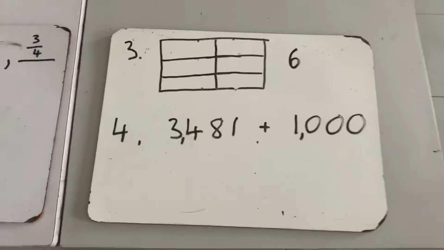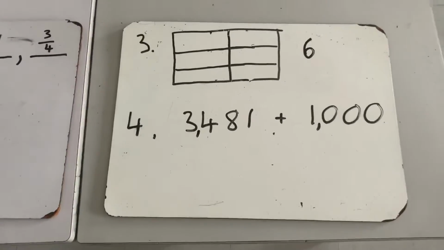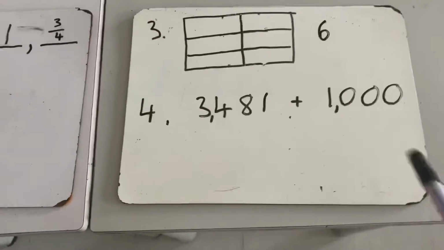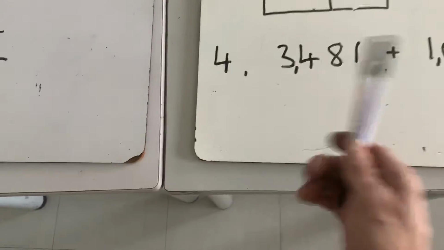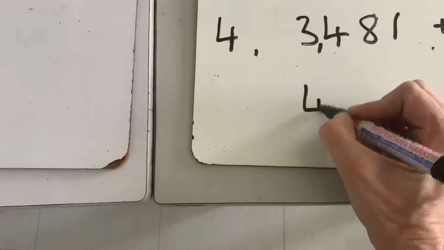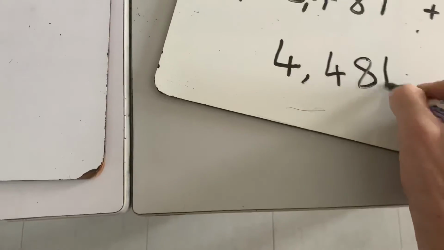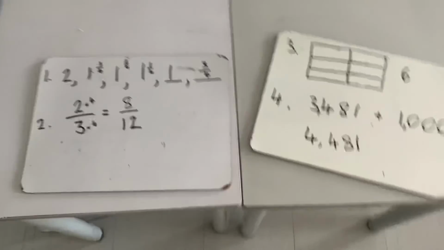And finally, I need to find 1,000 more than 3,481. So that means I'm going to add on 1,000. Now, when you're adding in thousands, all you're doing is adding to the 1,000s column. So only this is going to change. I'm going to write it out again. So it's going to be 4,000 instead of 3,000. And the rest is going to stay exactly the same because the rest were zeros in the 1,000. Now, hopefully that helps.